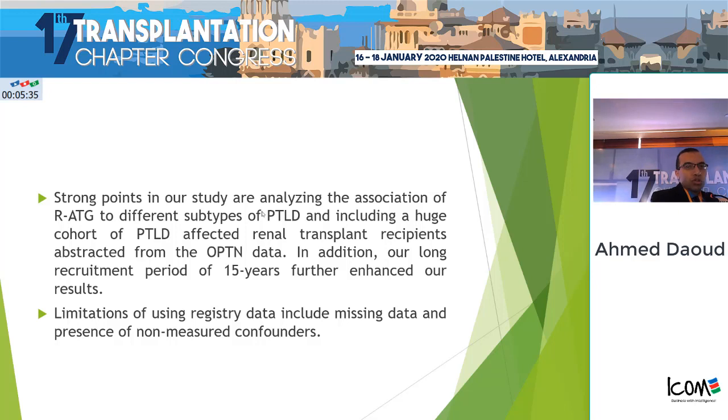So the strong points in our study are analyzing the association between the rabbit ATG and different subtypes of PTLD, okay, which is not common in literature, and including a huge cohort of PTLD affected renal transplant recipients abstracted from the UNOS database. And we also had a long recruitment period of 15 years. Okay, but the limitations that faced us in this study is that we used a large database with a lot of missing data and presence of non-measured confounders.